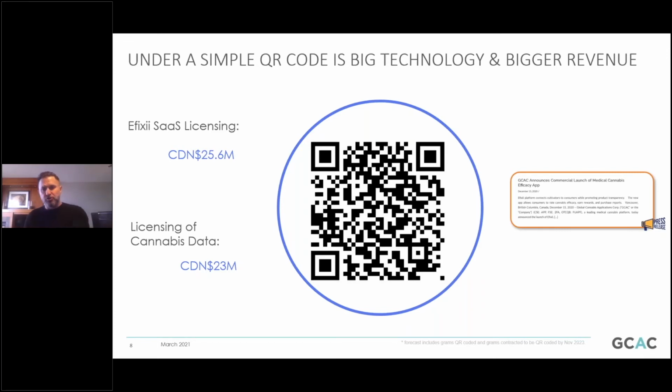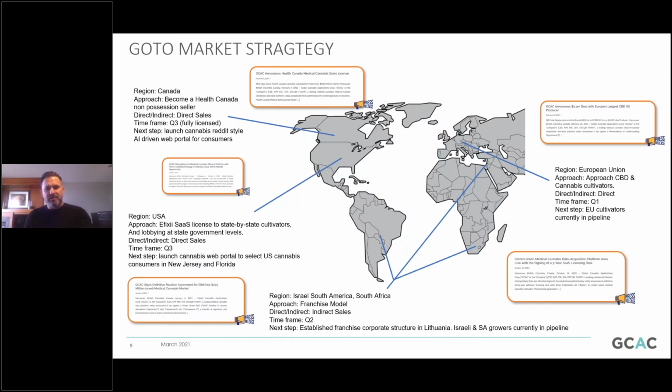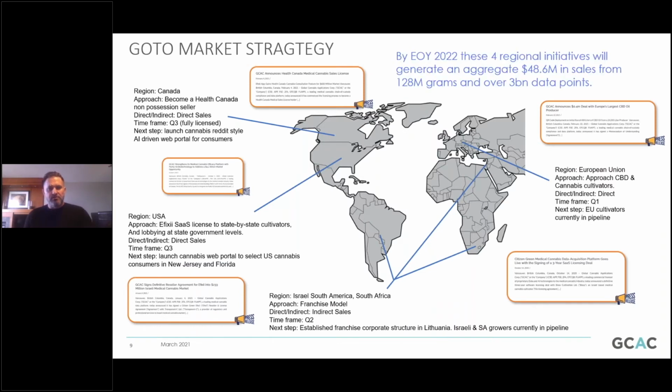And when you take a look at that, you're looking at a huge amount of revenue over a period of time at 65% margins. Our go-to-market strategy is already in place. We look at kind of 4 regional initiatives. The first one, obviously, we kicked off in Israel. It's a small market, but it's a growing market.